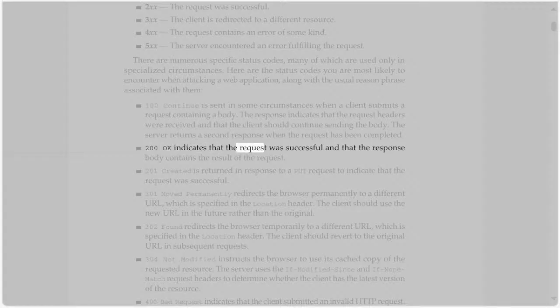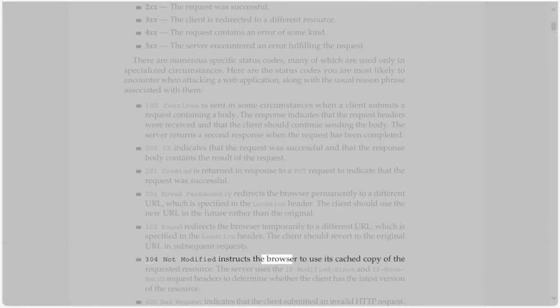200 OK indicates that the request was successful and that the response body contains the result of the request. 201 Created is returned in response to a PUT request to indicate that the request was successful. 301 Moved Permanently redirects the browser permanently to a different URL, which is specified in the Location header. The client should use the new URL in the future rather than the original. 302 Found redirects the browser temporarily to a different URL, which is specified in the Location header. The client should revert to the original URL in subsequent requests.